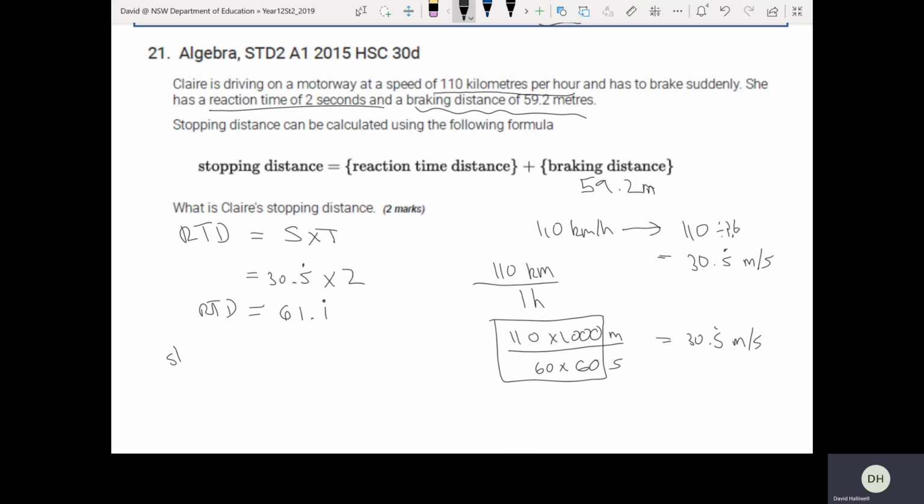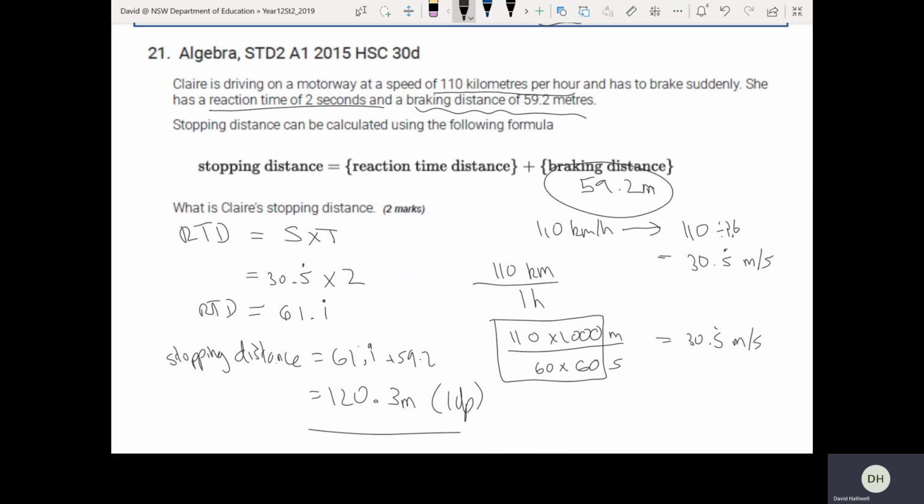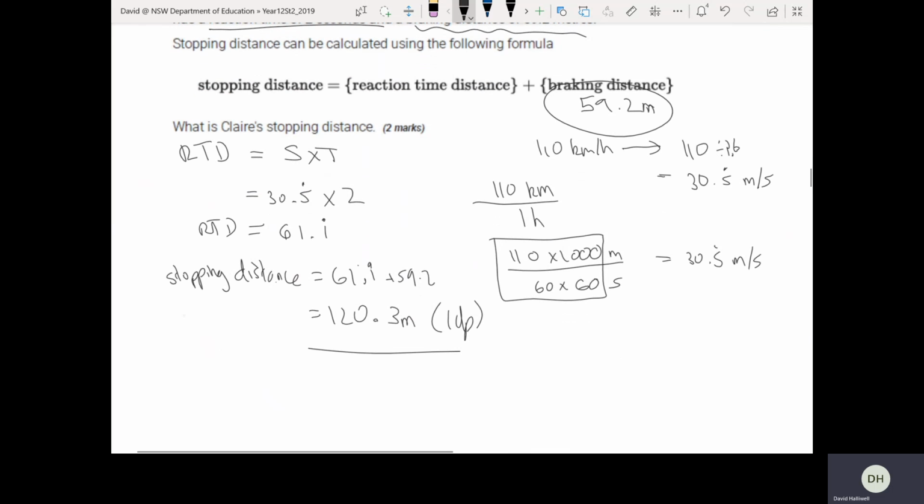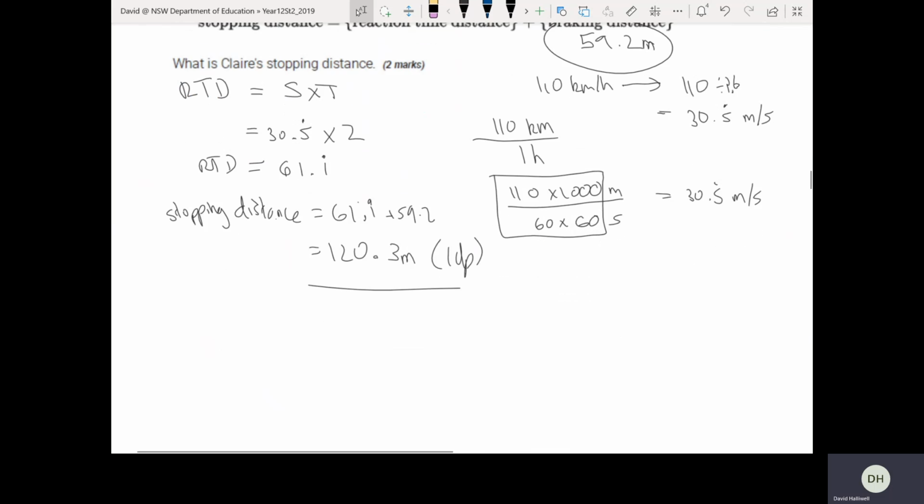So the stopping distance is going to be the addition of the reaction time distance and the braking distance. Now the braking distance we already know is 59.2. So it's going to be 61.1 repeater plus 59.2, and that is 120.3. I'm just going to put it to 1 dp here. It doesn't say what to round it to, so I'll do it to 1 dp.